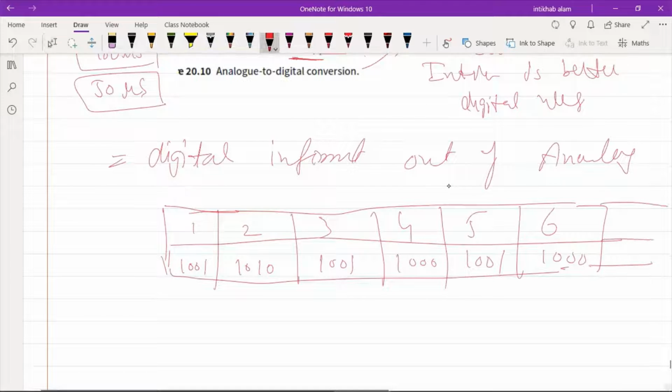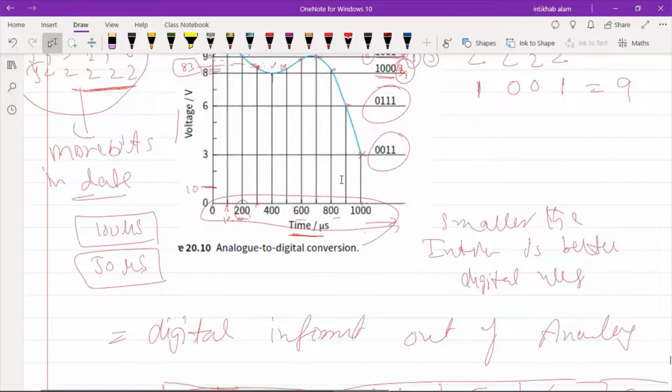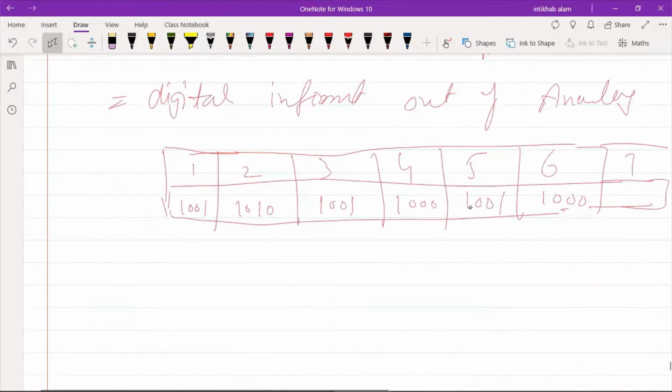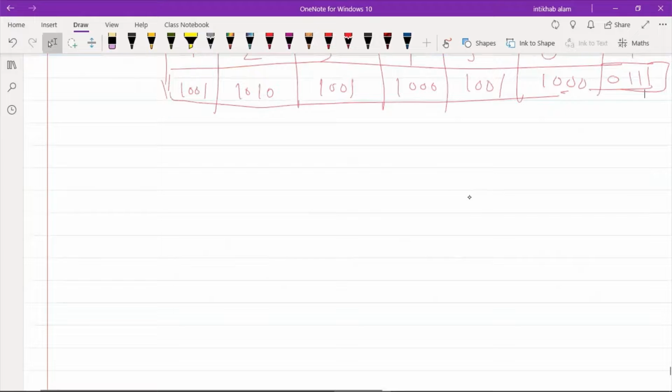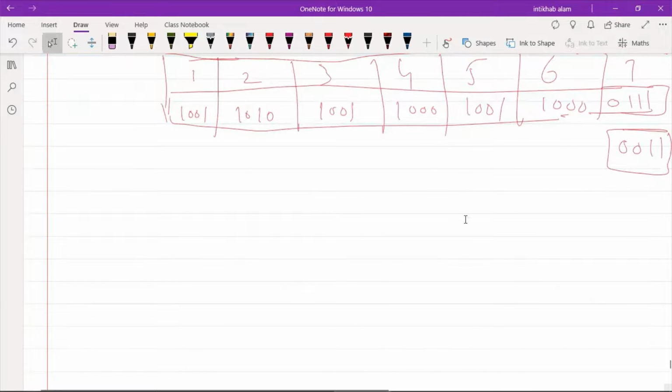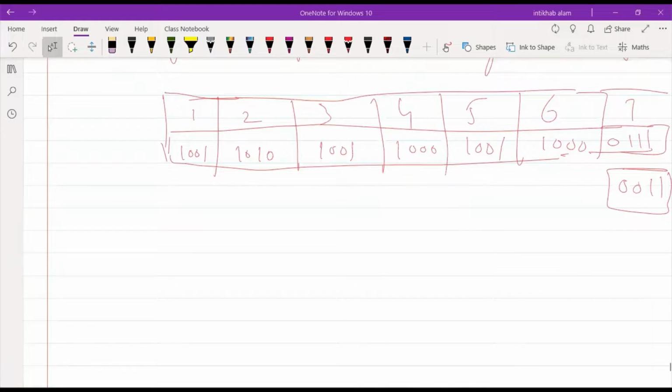Then there is a seventh as well. And the seventh sample which we have got is 0111. And then finally the eighth sample is also there. And what is the eighth sample? That is 0011. This is sample number 8. Now, according to the number of these samples, we can plot it again, and we can convert this into the equivalent analog signal as well.